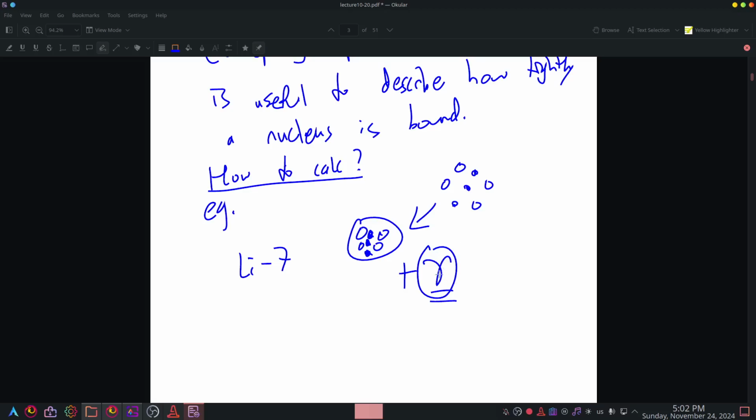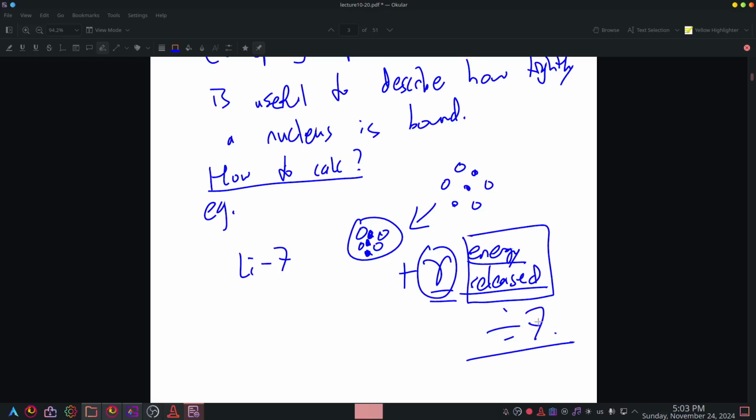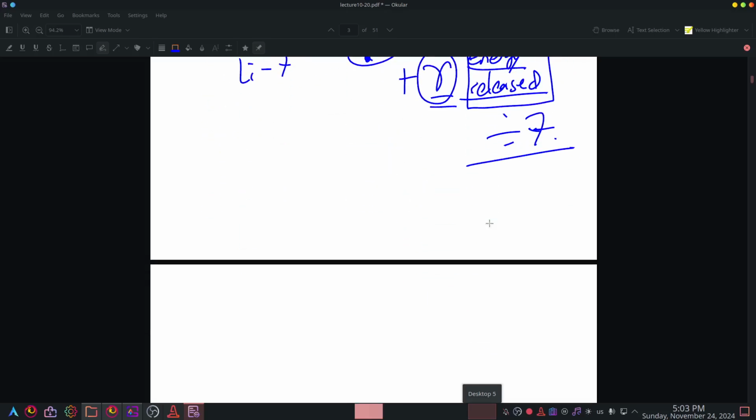So a lot of the energy gets released. You take this energy and you divide by 7, and that's how you calculate binding energy per nucleon. I mentioned just now, you can't actually have all these 7 particles come together magically in one step and then measure how much energy is released as photons. This just doesn't happen, so you can't measure binding energy like that.